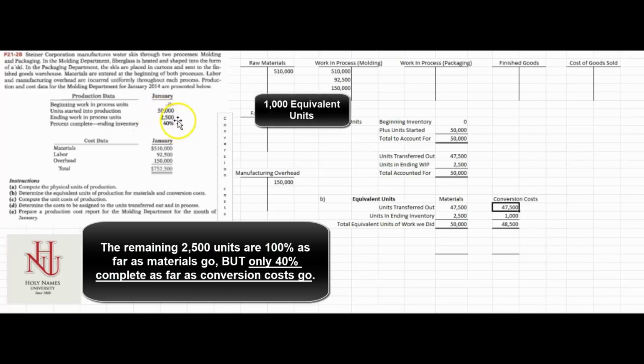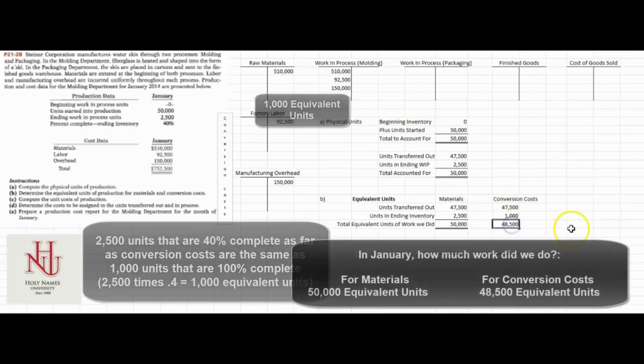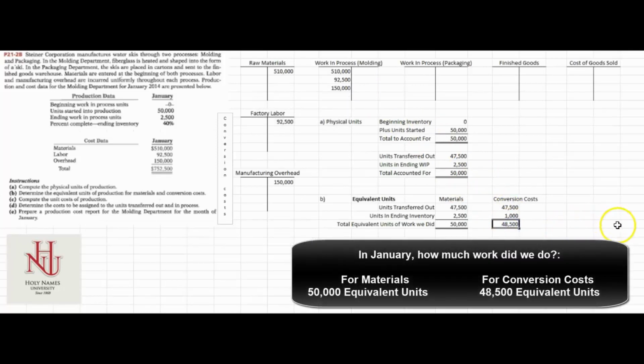2,500 units that are 40% complete are the same as 1,000 complete units. In other words, 0.4 times 2,500 is 1,000. So 47,500 that went on, plus the 1,000 equivalent units that are left, means that our equivalent units as far as conversion costs go are 48,500.